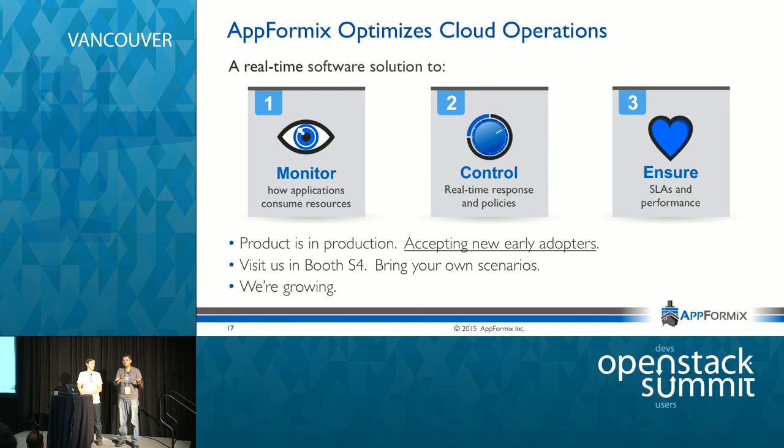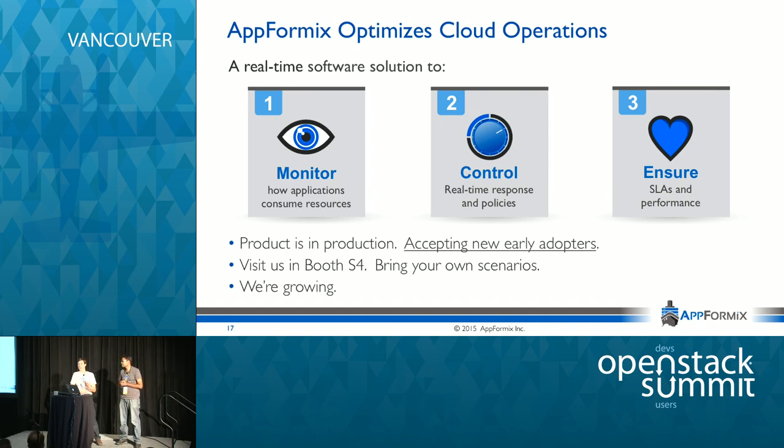Once you have deployed OpenStack, and then you deploy AppFormix, we go in there and talk to the Nova client and the Neutron client and figure out all your infrastructure, like what VMs are running, what compute nodes you have. We have a discovery plugin which will fetch all that information and then populate our controller and our database so that you can see the pretty charts.